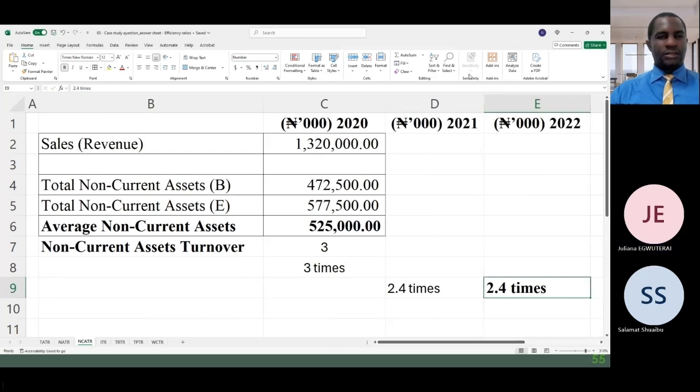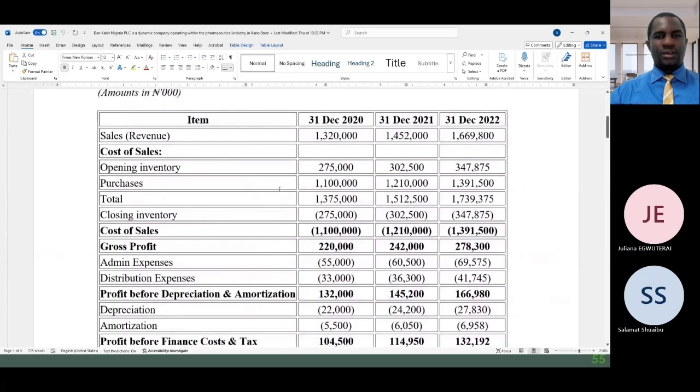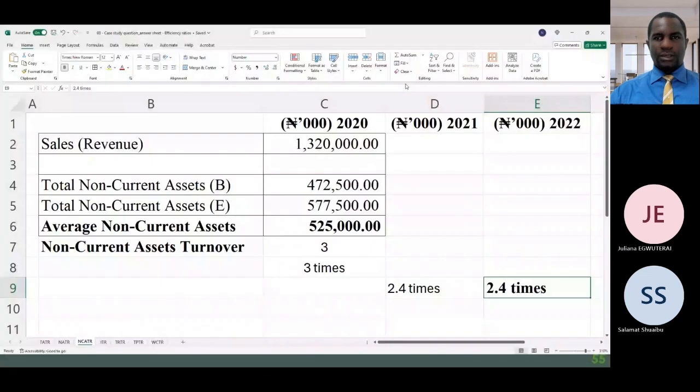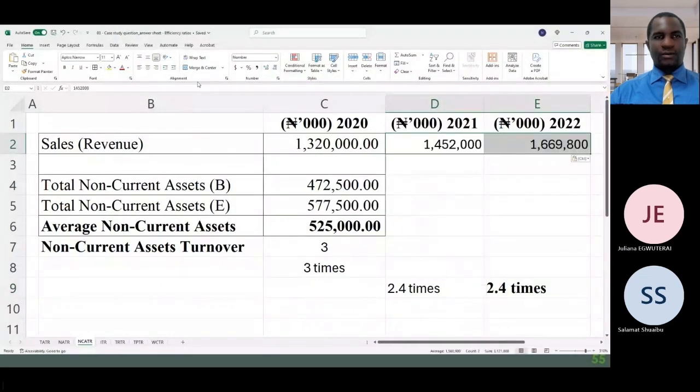All right, so let me validate the figure so that we'll look at the next one with Salmat. All right, so for revenue, I'll just take these two only.